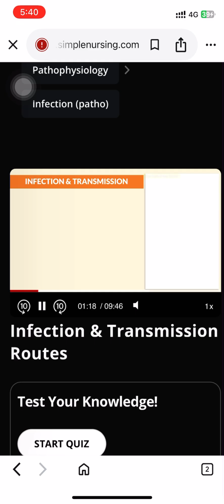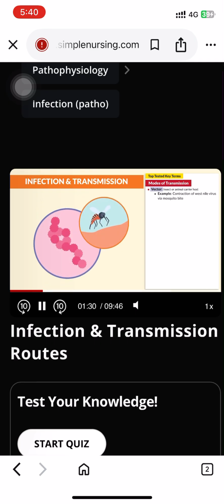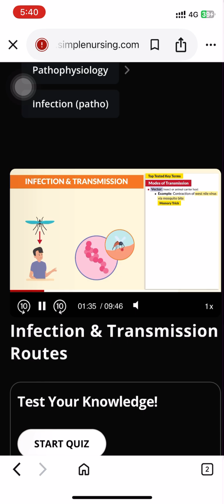Okay, switching gears to the top tested key terms for the modes of transmission. The first key term is vector. This is where an insect or animal is the carrier host. A great example is contraction of the West Nile virus via a mosquito bite. So the memory trick, just think vector is the West Nile virus, since it's carried by this mosquito.